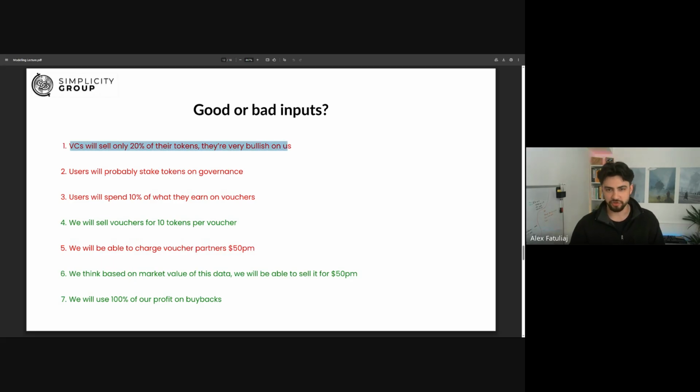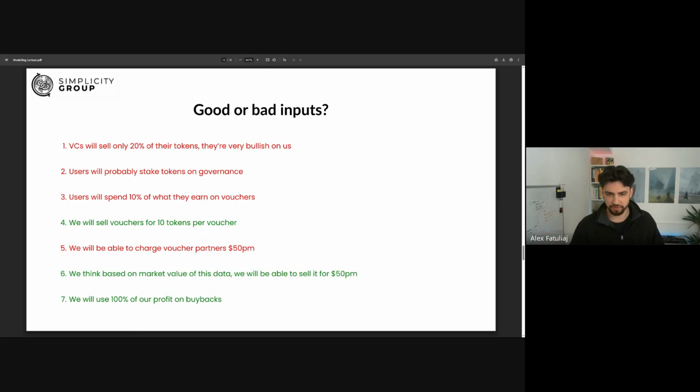Just to reiterate, you don't know what the VCs will do. And also this is just false. VCs will sell maybe 90% of their tokens instead of 100 if they're very bullish on you, or they just sell OTC and then that person will sell all of them. Users will probably stake tokens in governance. Nobody gets involved in governance. It's a facade. It's all a lie. Unless it's Curve, but it's not really. It's just more of a Ponzi scheme, really.